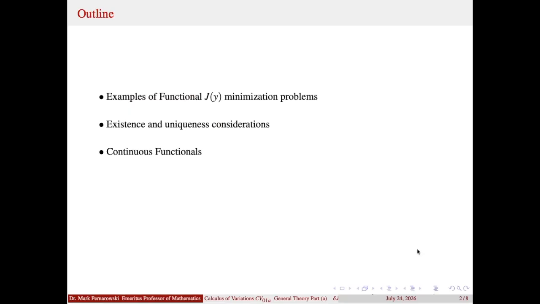I'm going to give you examples of functionals and their associated minimization problems. Then I'm going to talk about existence and uniqueness considerations, and I'm going to do this via examples. Lastly, I'm merely going to introduce the concept of continuous functionals. So functionals are a little more general than functions, but you can still talk about their continuity. Anything to do with differentiability, which has to do with optimizing, is going to be in part B of this series.